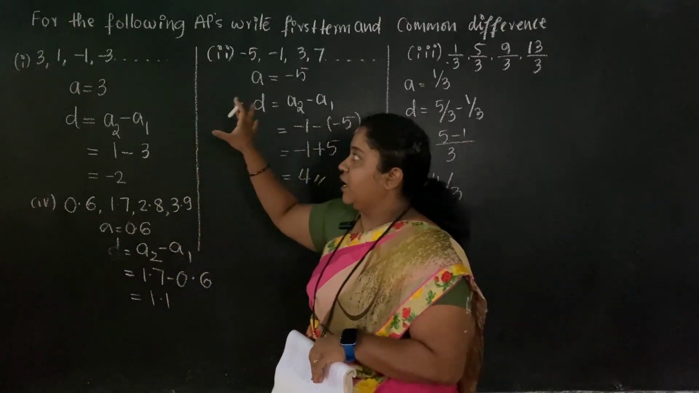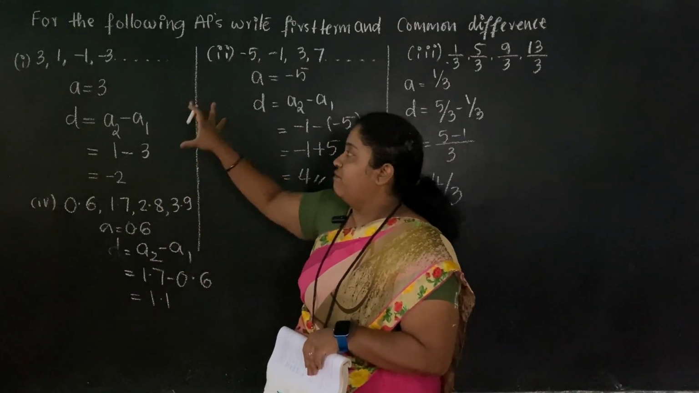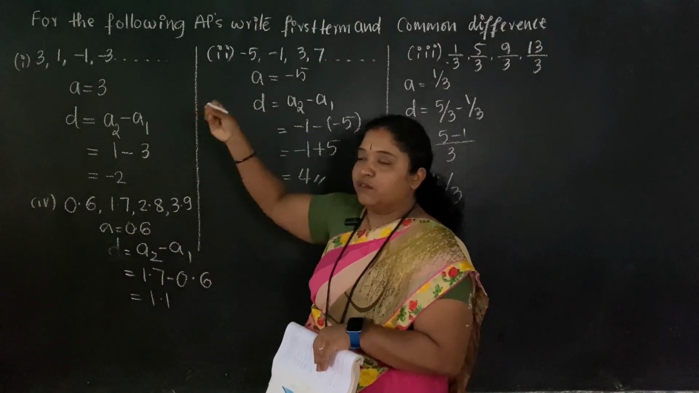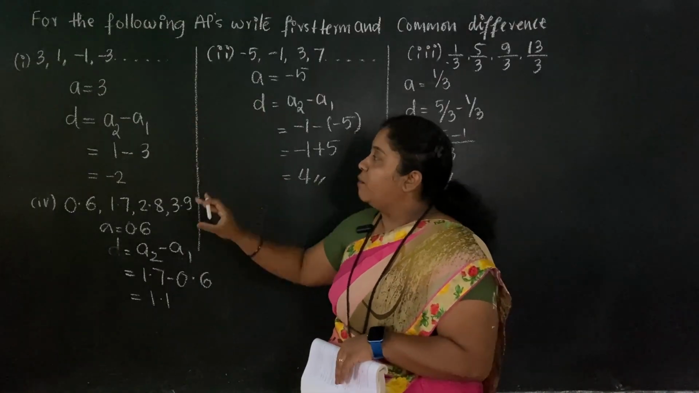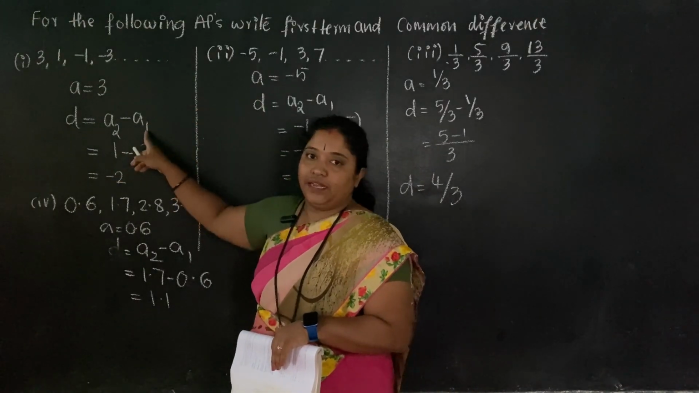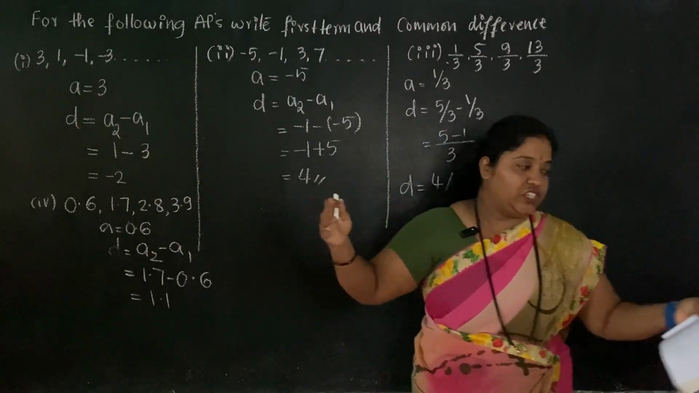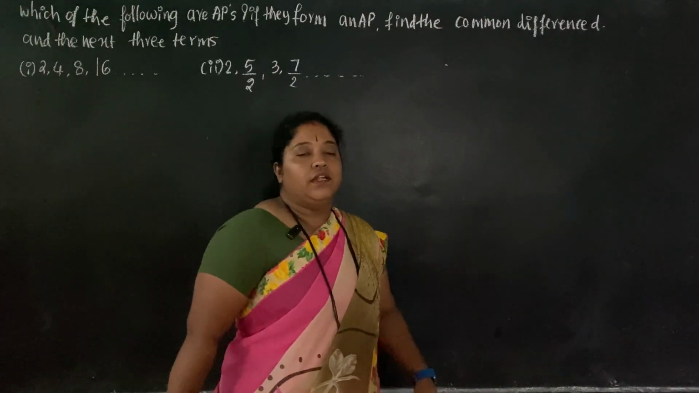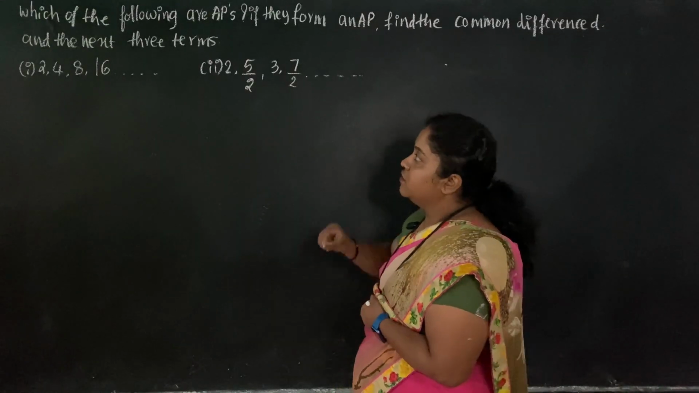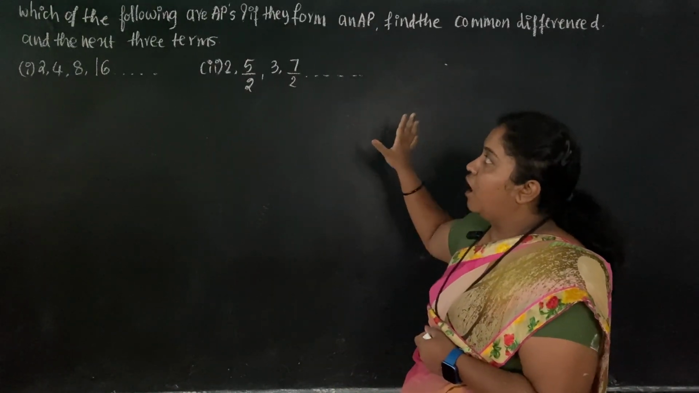Whenever an arithmetic progression is given, the A value you have to write is the first term itself, and the common difference is nothing but A2 minus A1. I hope it is clear. We'll move to the next question. The question is, which of the following are APs?